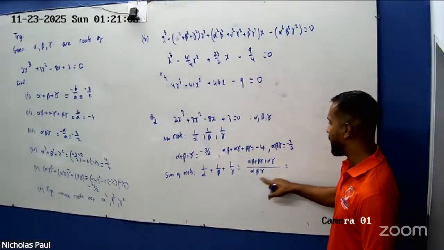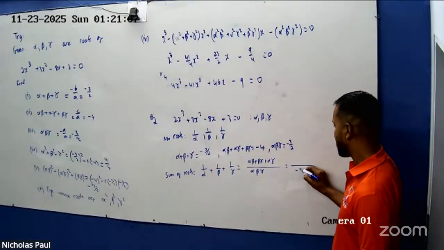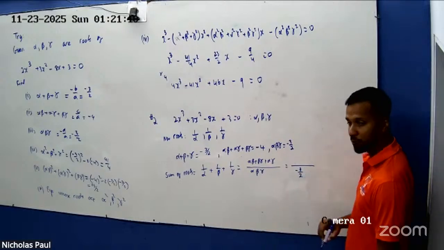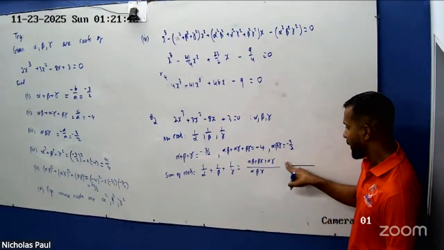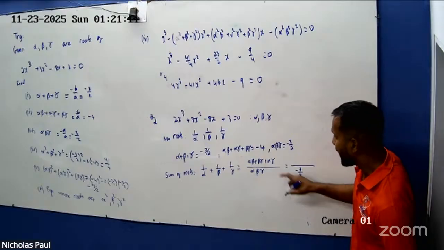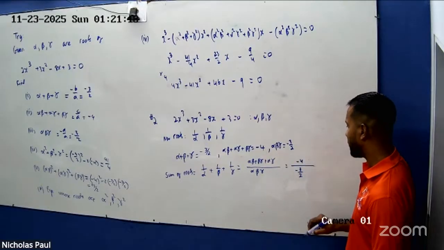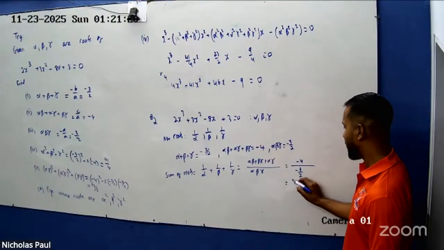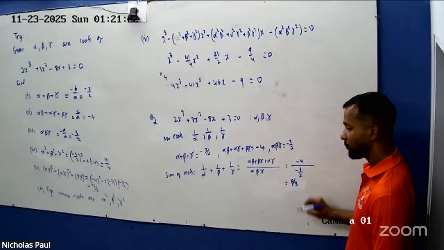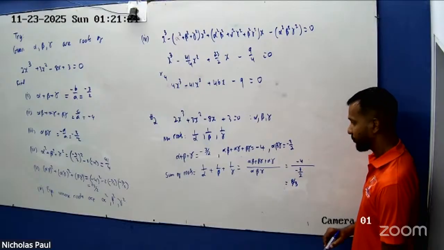Alpha beta gamma is what? Minus 3 on 2, right? Sorry. Yeah. And then the pairwise sum is minus 4. So when you flip it up, what we got? 8 on 3. 8 on 3. Everybody okay with that?